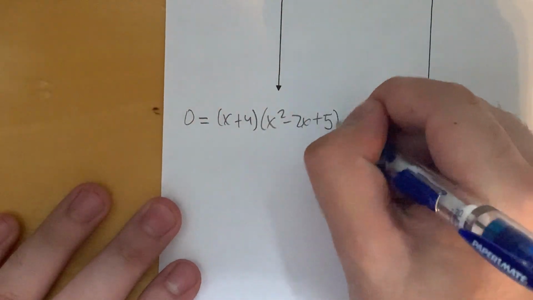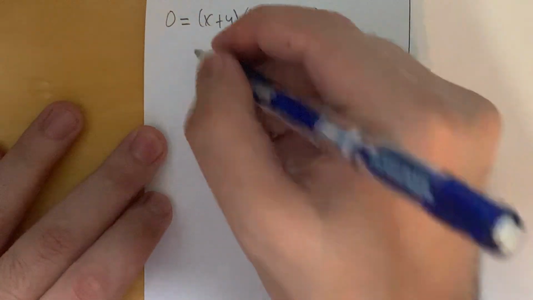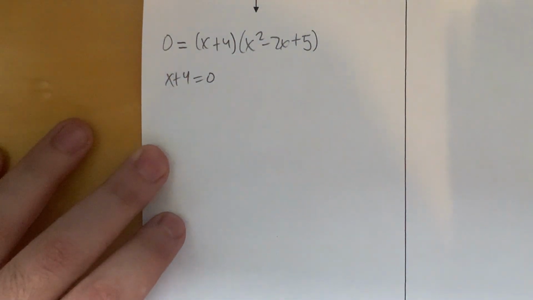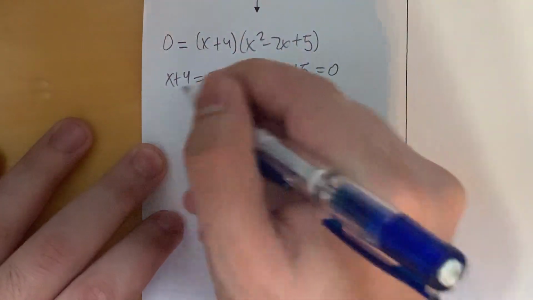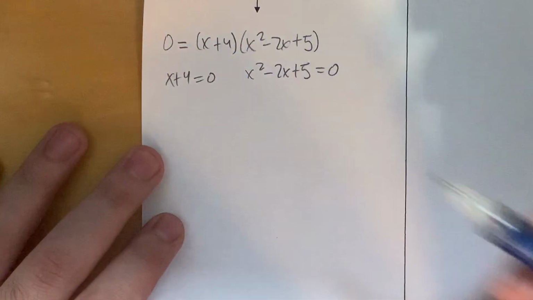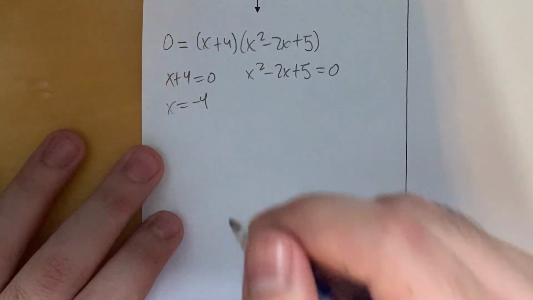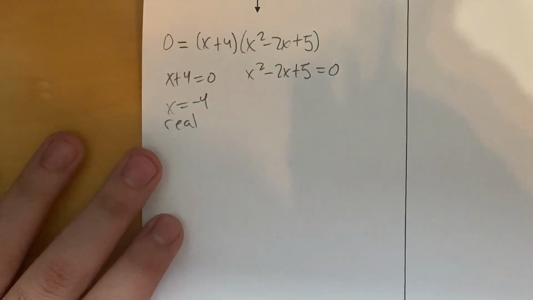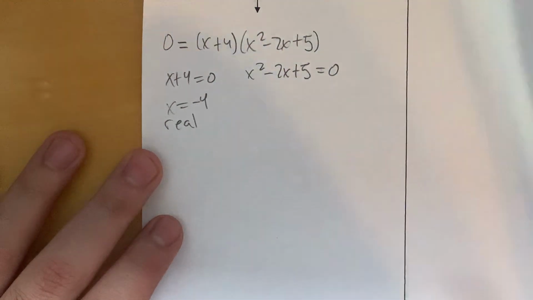And then I can also set x plus 4 equal to 0 and x squared minus 2x plus 5 equal to 0. So what's x plus 4? When we solve for x, we get x equals -4. So that's one root. And we know that to be a real root, so we'll put real. So let's do the second one.